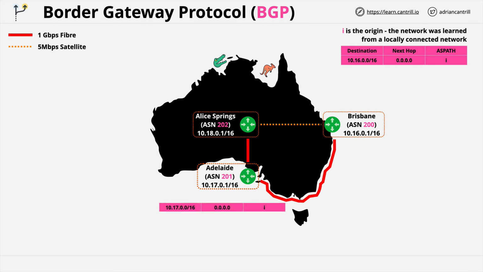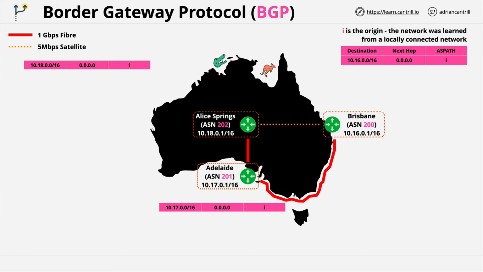So Adelaide will have one for 10.17.0.0 and Alice Springs will have one for 10.18.0.0/16. And both of those will have 0.0.0.0 as the next hop, and I for the AS path because they're all local networks. So each of these autonomous systems, so 200, 201 and 202, can have peering relationships configured. So let's assume that we've linked all three. So Brisbane and Alice Springs and Adelaide, and then finally Adelaide and Brisbane.